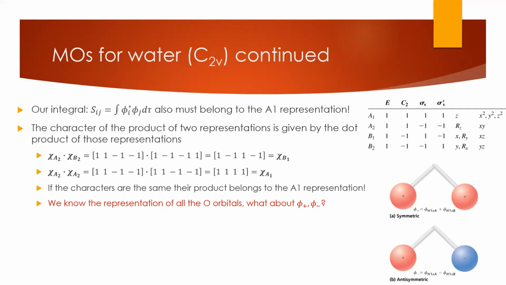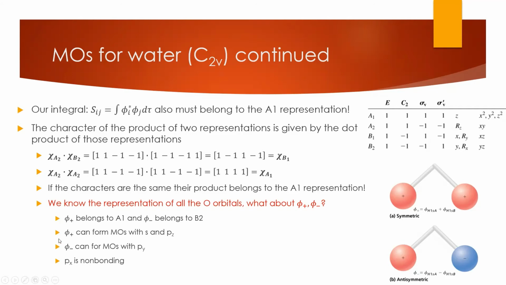And here in the anti-symmetric combination, we can see, again, if we do nothing, the identity operator gets us 1, a rotation gets us -1, a reflection in this mirror plane gets us -1, and in this mirror plane, we get 1. So that means it belongs to the B2 representation. So in this setup, we have our phi plus belonging to A1 and phi minus belonging to B2.